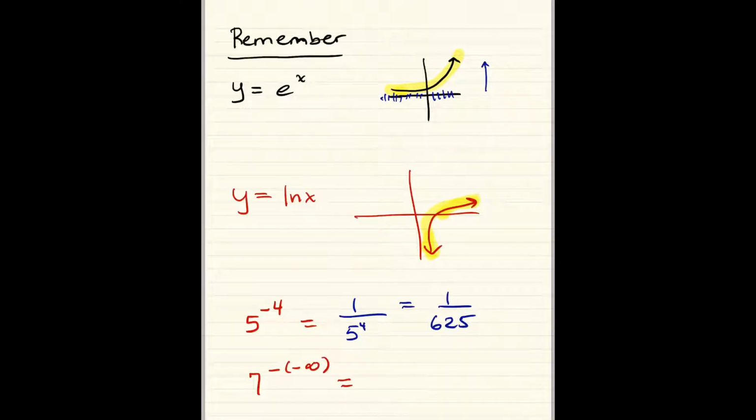Okay, so now I have this guy here, 7 to the negative infinity would just be positive infinity, even though I can't really put infinity. Okay, so let's start some problems and just remember these 4 things here.